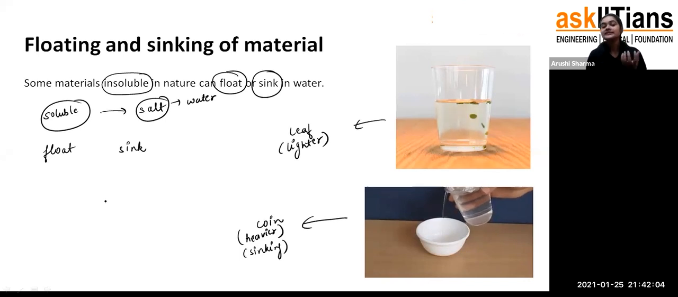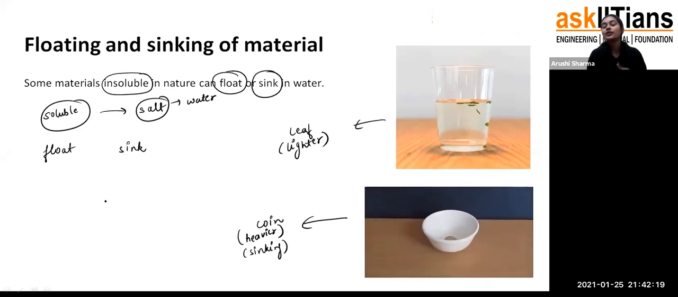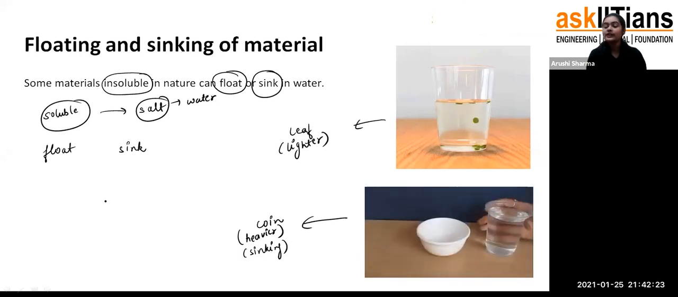So, students, the substances which are insoluble in nature have the properties that either they can float or they can sink. The materials which are very light in nature start floating over the water, and the materials which are very heavy in nature just get sunk into the water. Okay, so that's the thing.